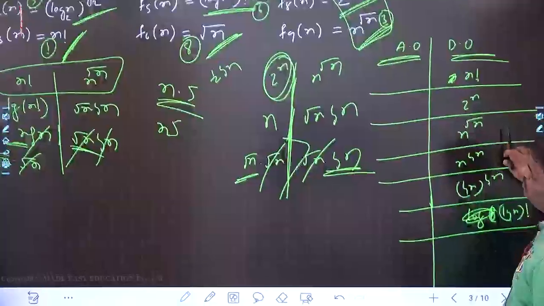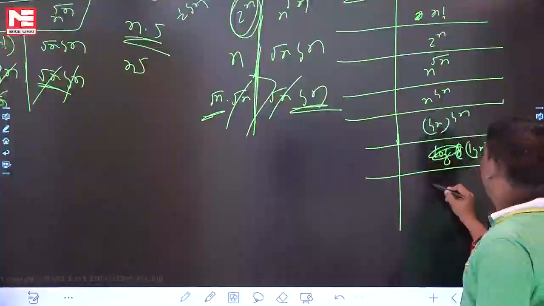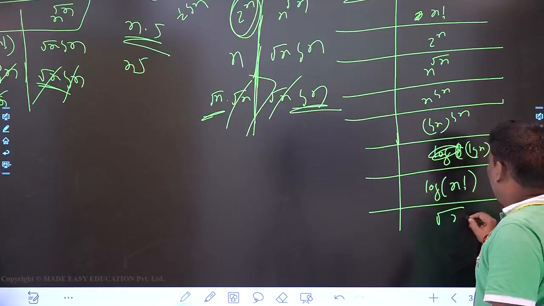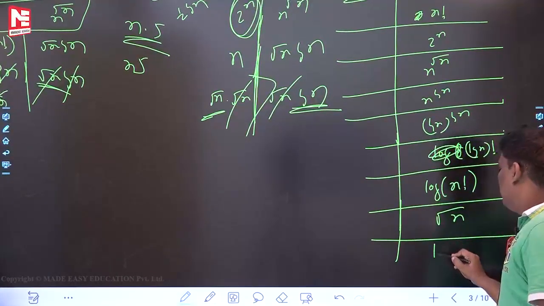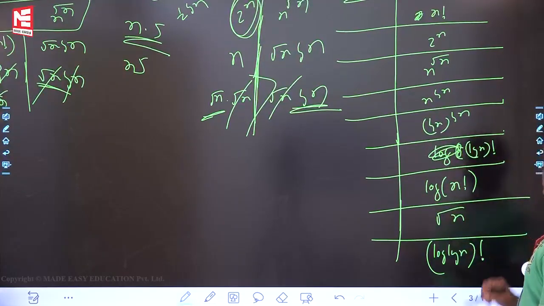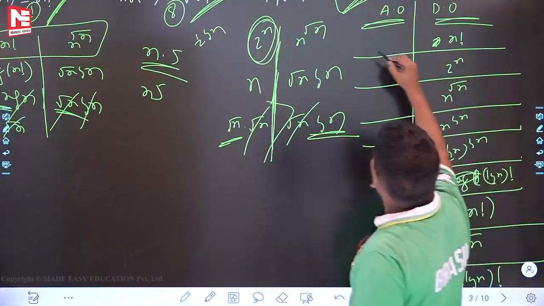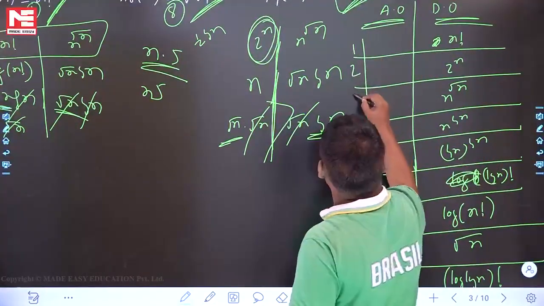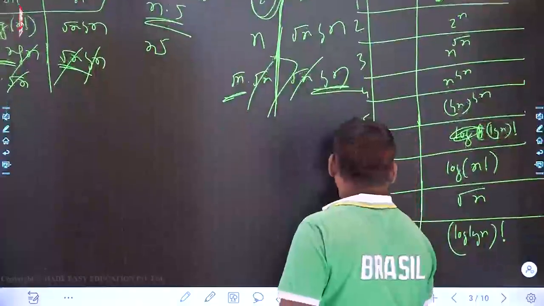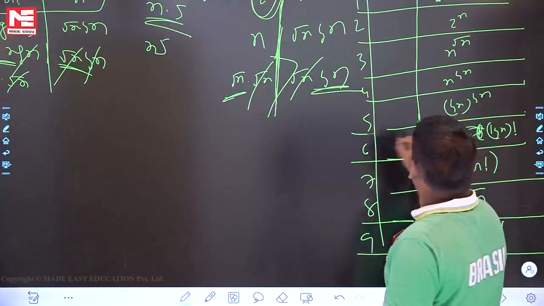Number 7, who is the number 7? Log n factorial. Number 8, root n. Number 9, log n whole power log n, means log n factorial, right? So these are the numbers, 1 2 3 4 5 6 7 8 9. Let me write in the reverse order.